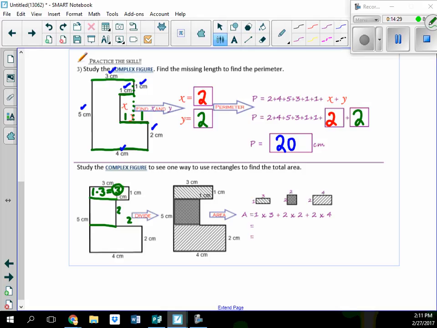I'm going to go to the one on the bottom right here. Lawson, what are the dimensions of this bottom chunk right here? Is it 2 and 4? Yeah, so I'm going to say 2 times 4. And that's 8, and I'm going to circle 8. That's the area of that chunk right there.